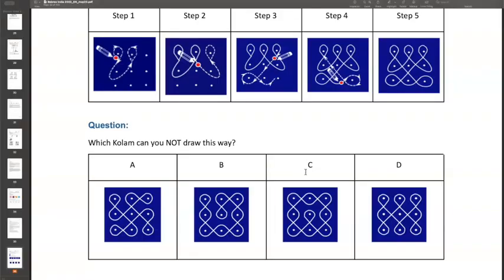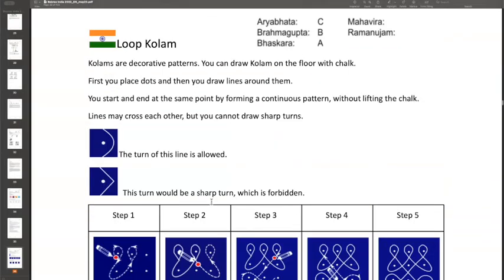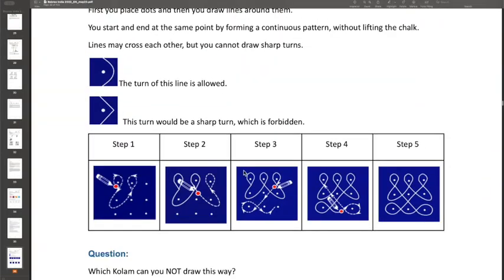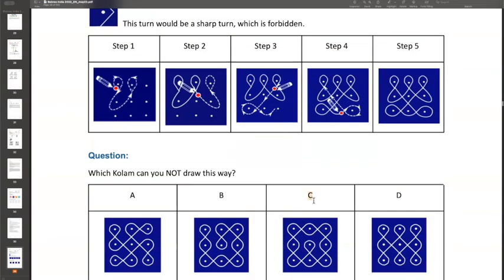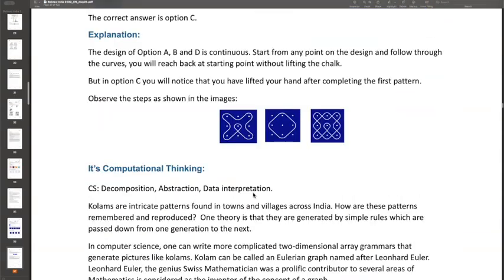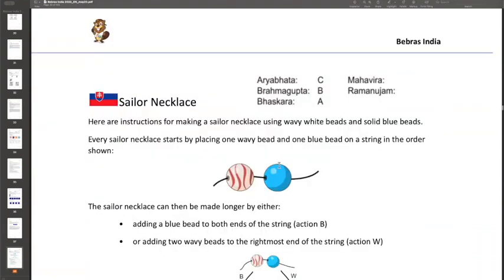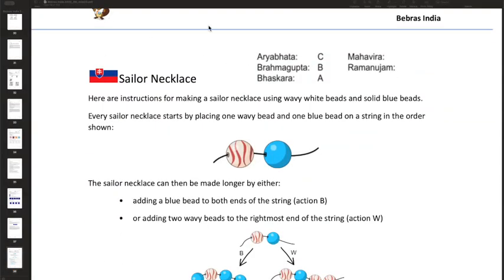So that is why C is the correct option. Does everybody understand this question? Yeah. Okay. So now I'll move on to the next question. This one is about necklaces.